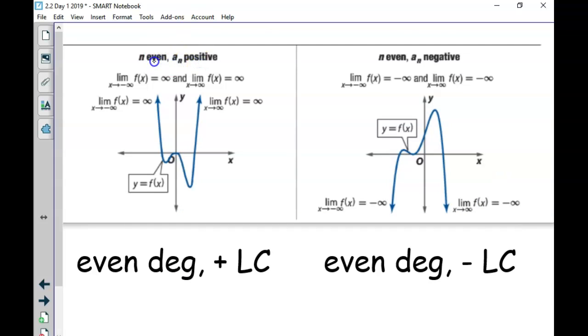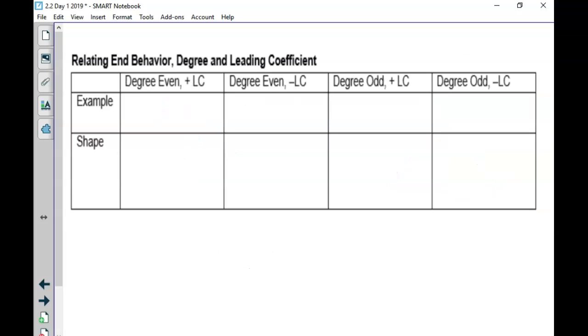Even, again, positive, even degree, both ends will go up, just like a parabola. Even with a negative leading coefficient, both ends will go down. So on our little chart, on your notes, even degree, positive leading coefficient would be like an x to the 4th, 2x to the 4th, minus 3x squared plus 7x plus 5. Ooh, that's a disaster, okay? But the shape will be both ends up.